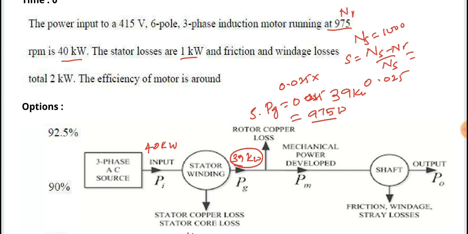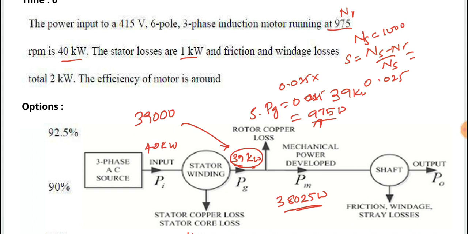Then what about the remaining? If you subtract this from 39 kilowatts, then you will get 38,025 watts here. Understand? Here I have kilowatts, here it is in watts. So I am converting kilowatts into watts and subtracting here. 39,000 is equivalent here. I am subtracting this value, and you will get this answer.